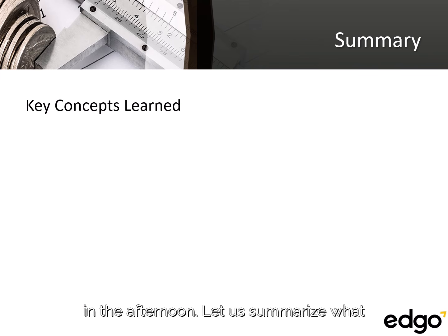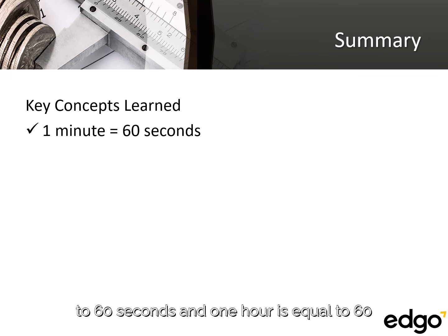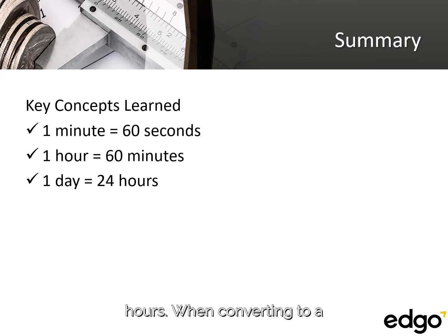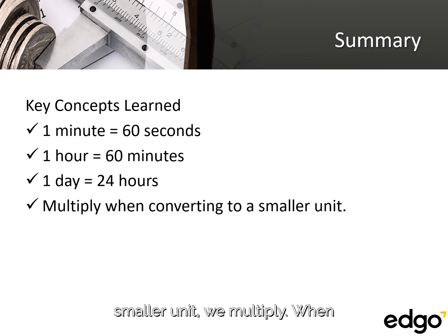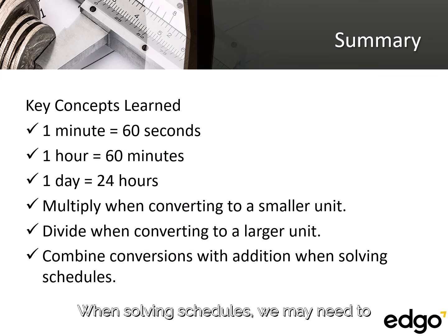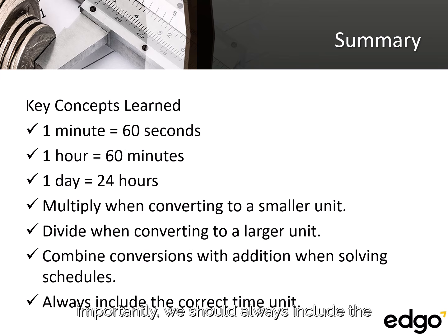Let us summarize what we have learned. 1 minute is equal to 60 seconds, and 1 hour is equal to 60 minutes. 1 day is equal to 24 hours. When converting to a smaller unit, we multiply. When converting to a larger unit, we divide. When solving schedules, we may need to combine conversions with addition. Most importantly, we should always include the correct time unit in our final answer.